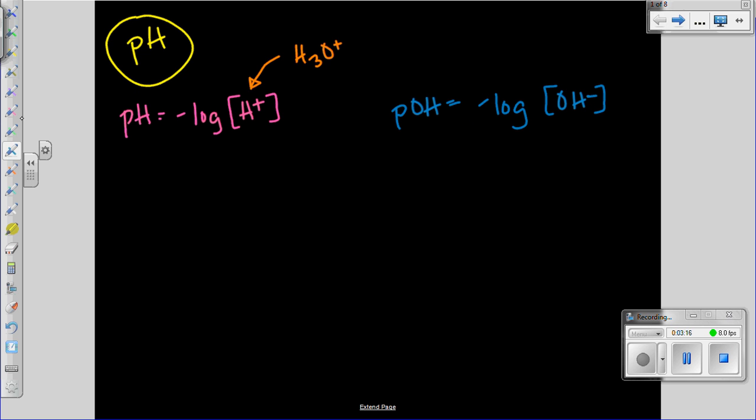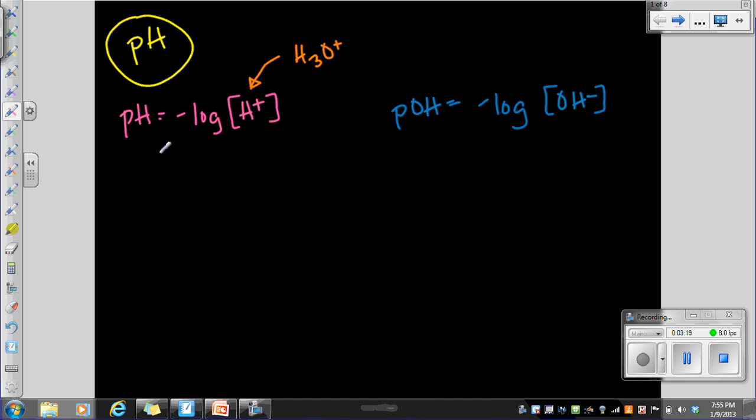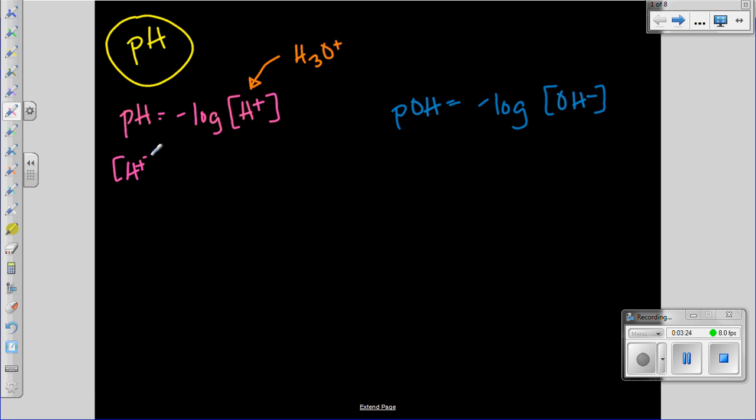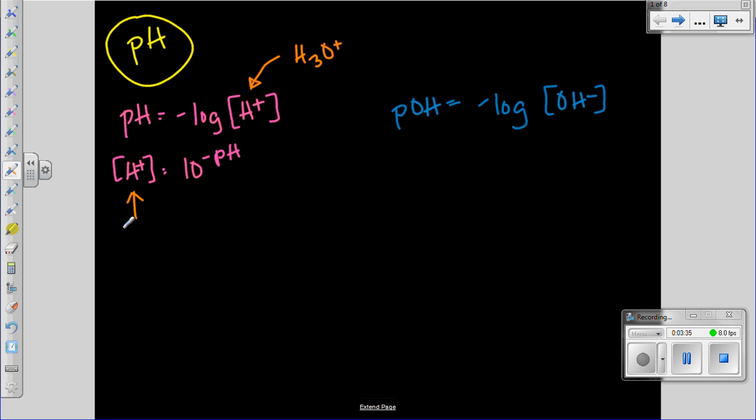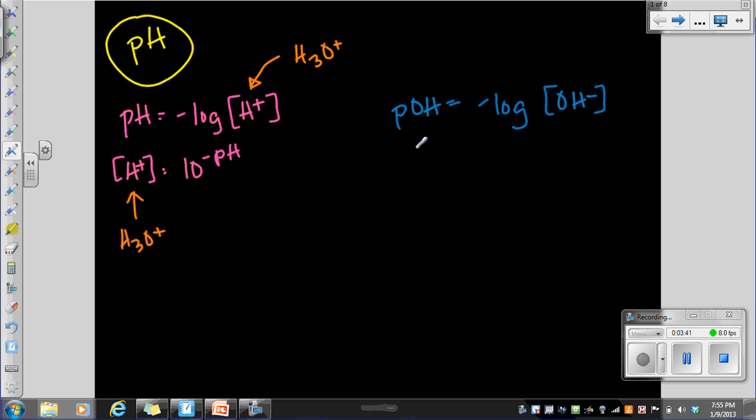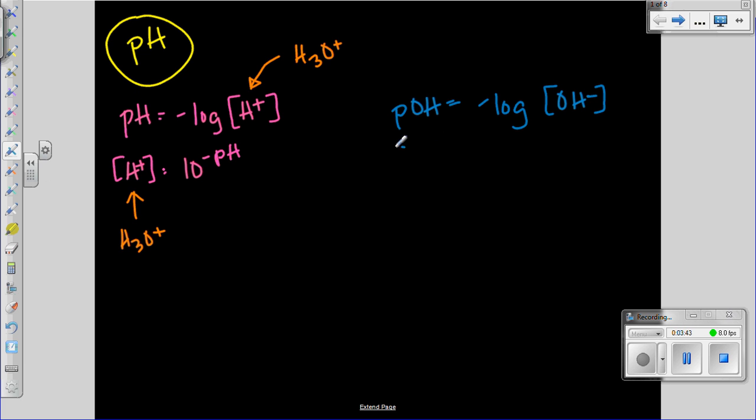Now, let's say you're given pH and you want to go back and calculate the hydrogen ion concentration. You do 10 to the negative pH. And same thing here, this H plus could also be the hydronium ion. Thinking about bases the same way, if you want to find the hydroxide ion concentration, you're basically doing the anti-log, but because that log is negative, it's 10 to the negative pOH.